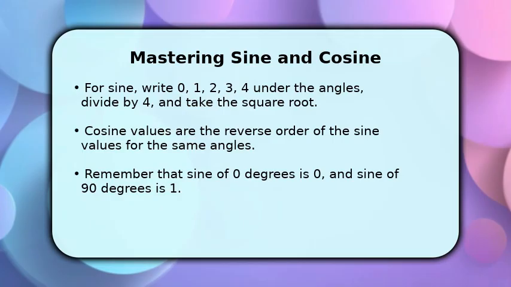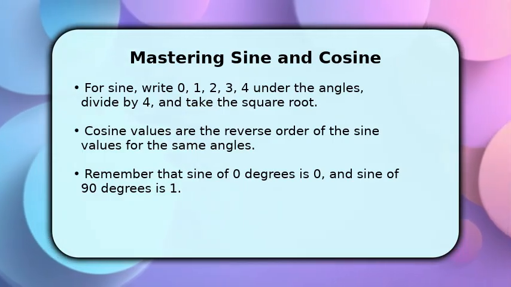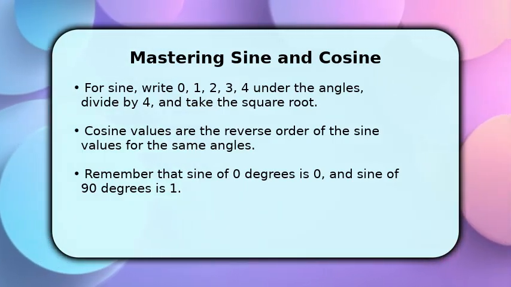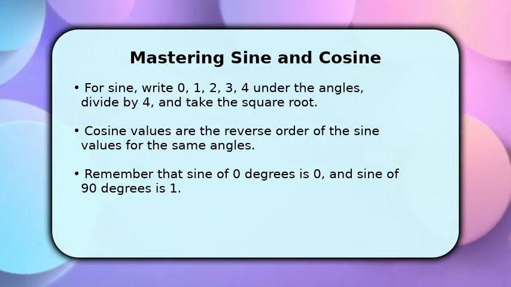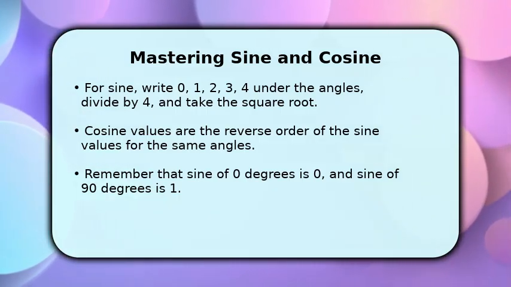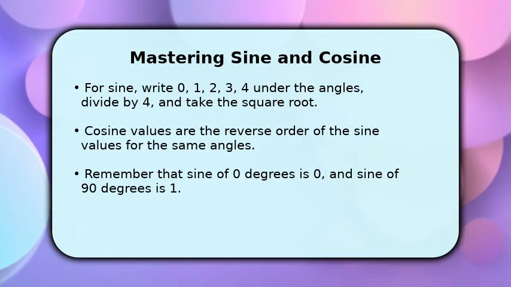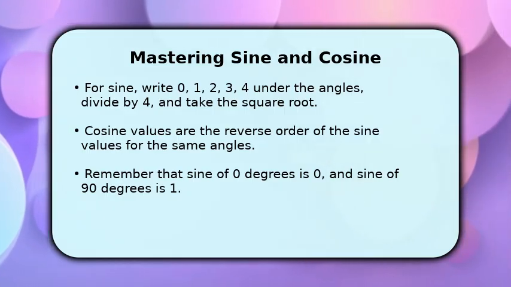Now let's master sine and cosine values. For sine, write the numbers 0, 1, 2, 3, and 4 under your angles. Divide each by 4, then take the square root of each result. For example, sine of 0 degrees is 0, and sine of 90 degrees is 1.